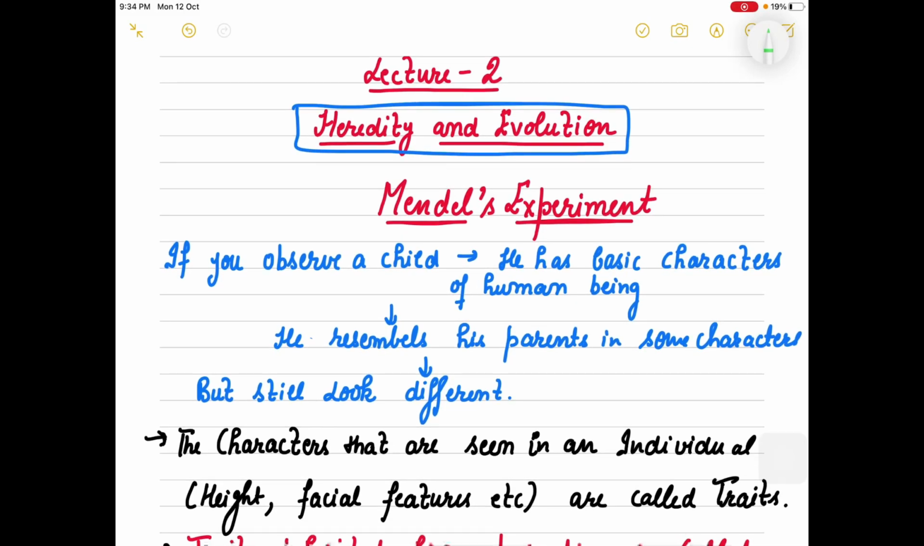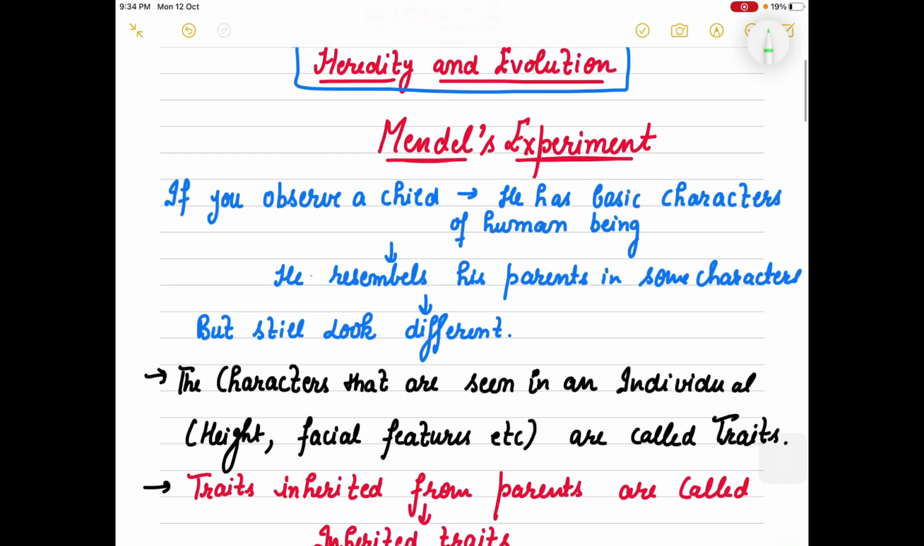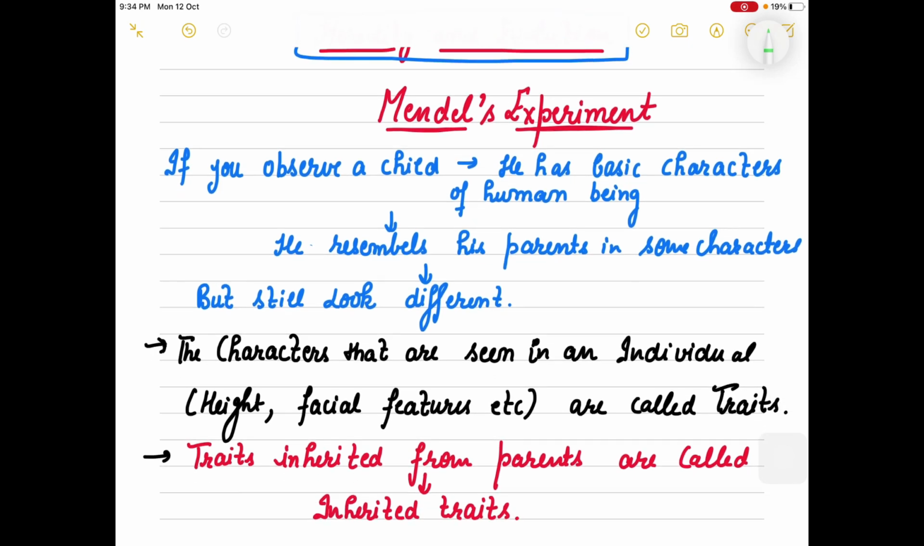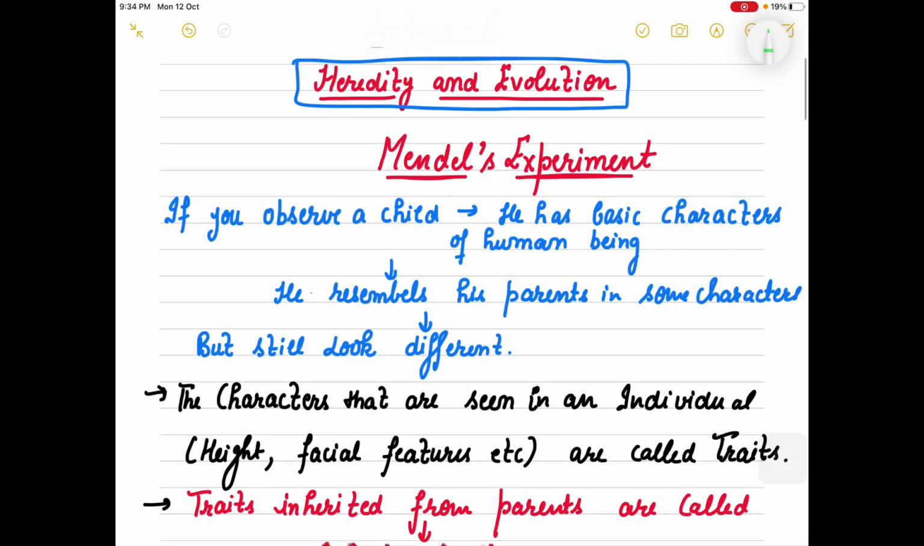So, here we are on our second lecture from the chapter Heredity and Evolution, and I'm again going to tell you many interesting things about heredity. Right? We talked about genes. We talked about heredity and inheritance. We said that genes are the unit of heredity through which the characters or the features are transferred from parents to the offspring.